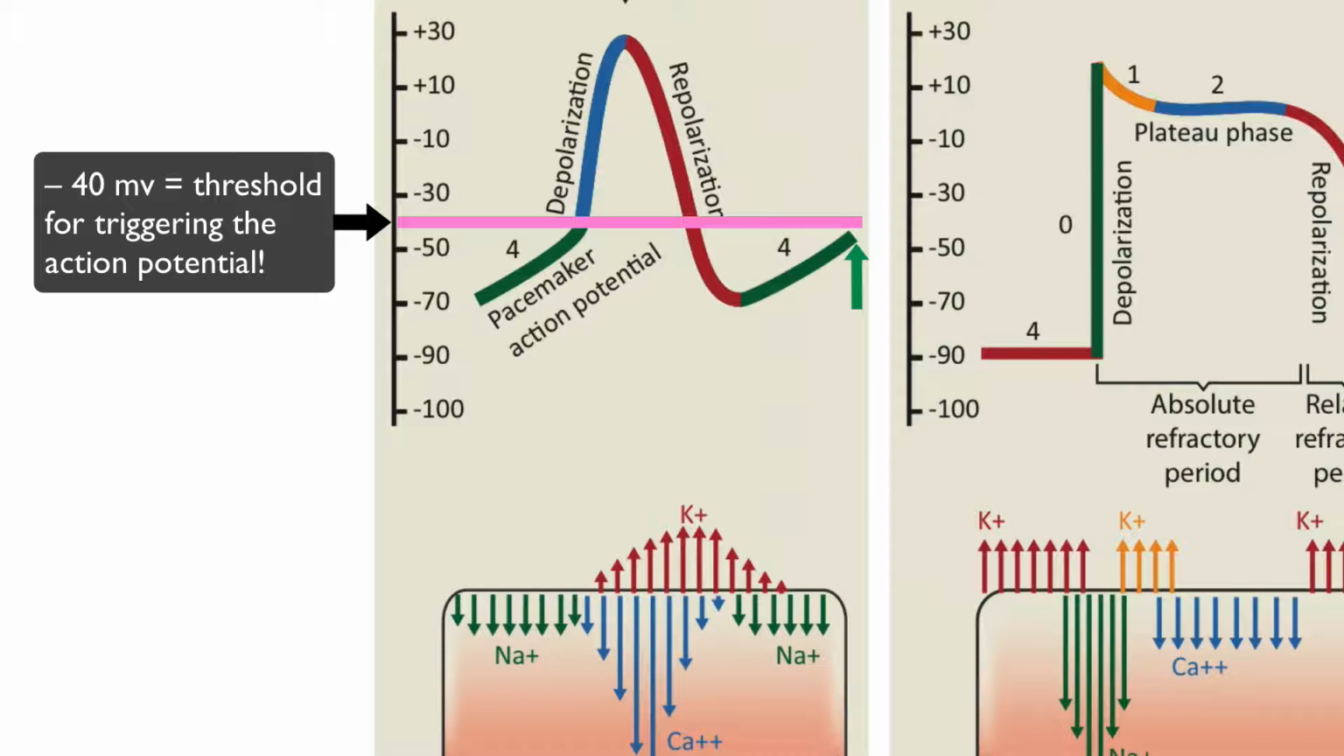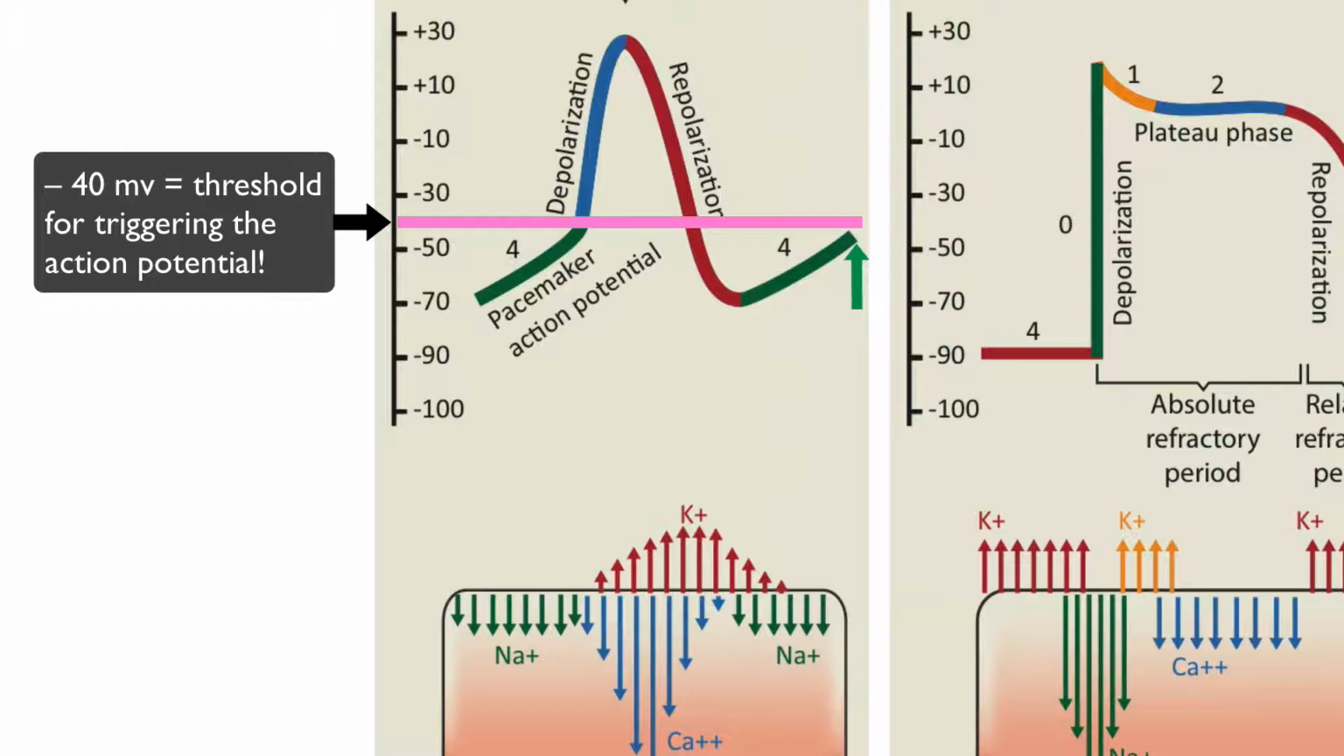So this basically means that once the cells in the sinoatrial node have depolarized and repolarized, they immediately begin to leak sodium into the cell. Sodium will leak into the cell slowly and steadily, so that the membrane potential becomes less and less negative until it reaches the threshold. And once that has been reached, the cell will depolarize because it will be triggered to do so.